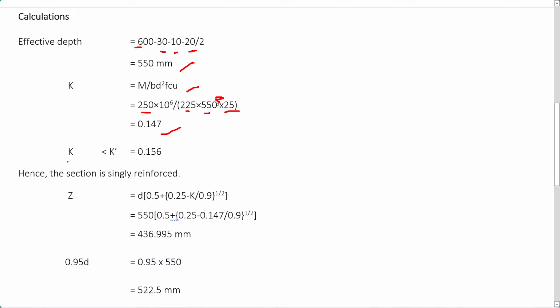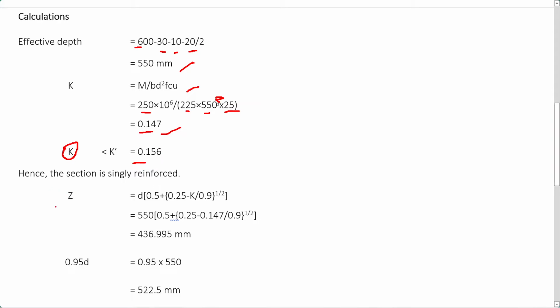Now, when you design a singly reinforced section, first you have to check whether the section is singly or doubly reinforced. If K is less than K dash, where K dash is equal to 0.156, it is a singly reinforced section. If it is greater, it is a doubly reinforced section. Here its value is less than 0.156, therefore it's a singly reinforced section.